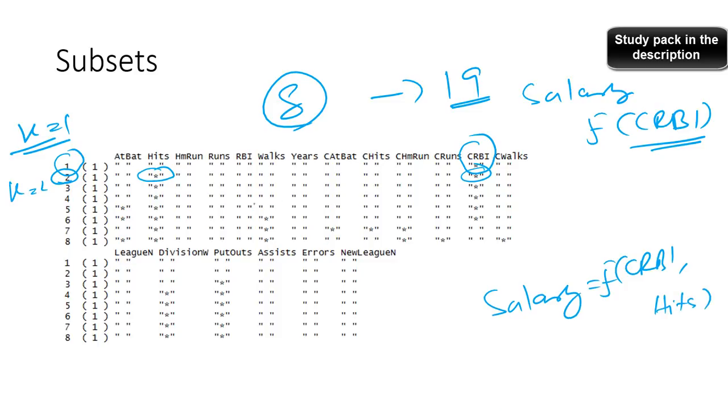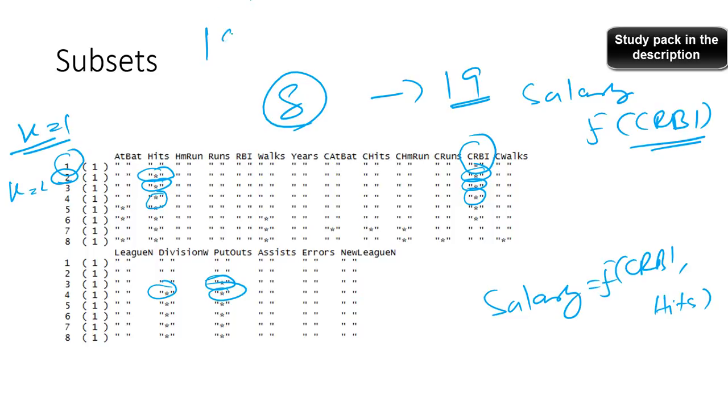When you have a three variable model, you have hits, CRBI, and then putouts. When you have a 4 variable model, you have hits, CRBI, division, and putouts. So that's the way it goes up to the 8 variable model.